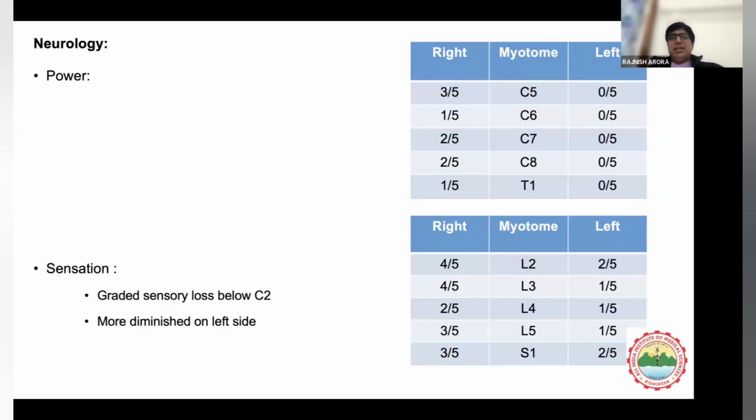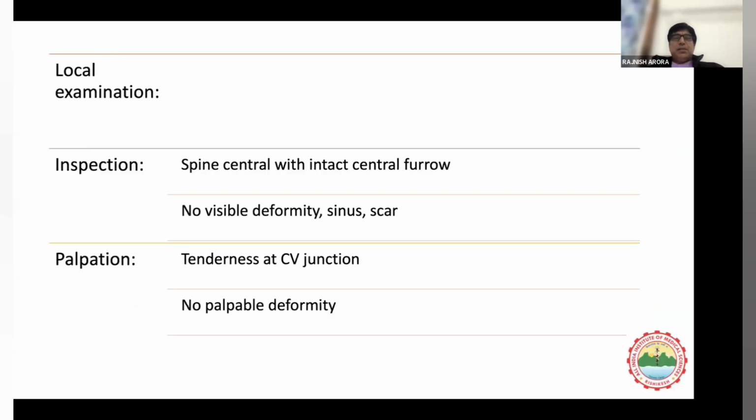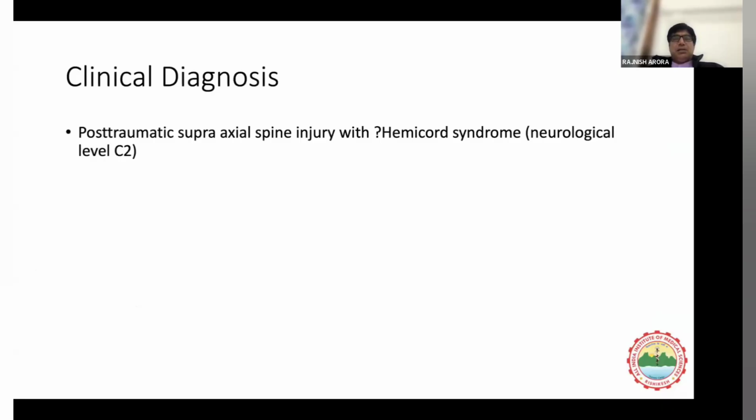And lower limb was slightly better, 4 by 5 in proximal and 3 by 5 to 2 by 5 in the distal segments. And there was a graded sensory loss, which was again more on the left side. Bladder and bowel control was lost. Fortunately, his respiration was okay when he came to us. There was loss of reflexes on the other side, and perianal sensations were also lost on the left side. On spine examination, there was tenderness at the CV junction, but no palpable deformity. So the clinical diagnosis was post-traumatic sub-axial spine injury with hemicord syndrome.